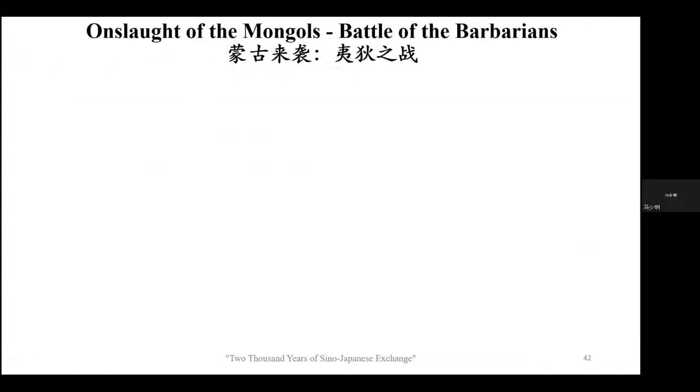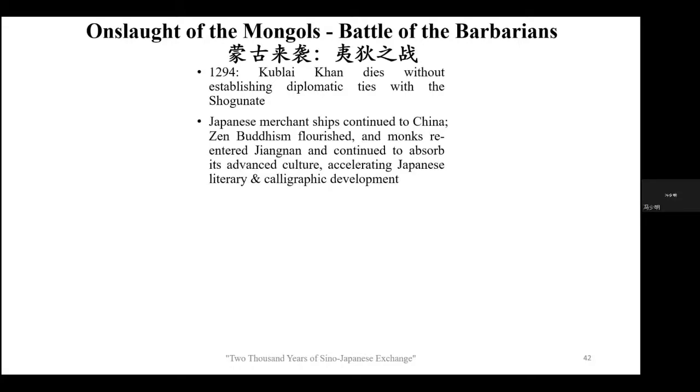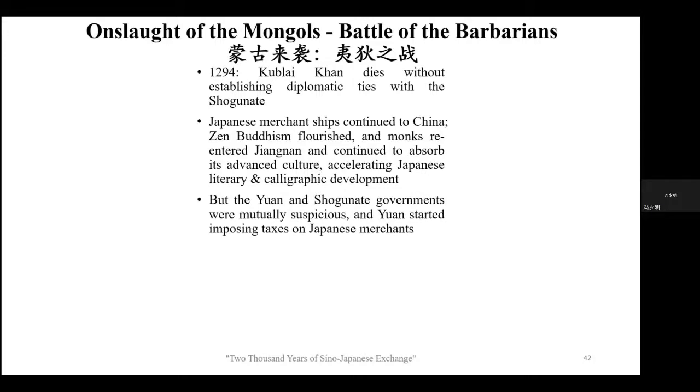Right. So there is Mr. Ryunosuke. He made a very interesting observation of the Japanese attitude towards the Mongols. Right. In 1294, Kublai Khan dies without establishing diplomatic ties with the shogunate, and the Japanese ships continue to visit China. And during this period, Zen Buddhism flourished. Monks entered and tried to absorb this advanced culture, accelerating Japanese literary and calligraphic development.